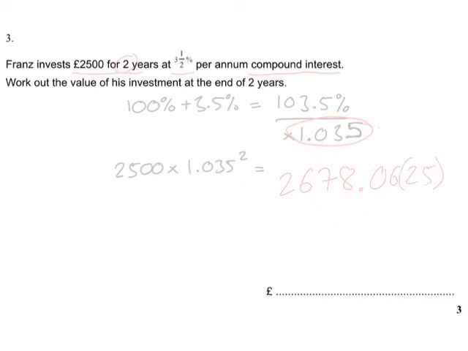Now we're going to round this to the nearest 1 pence, because 1p is the smallest unit of money, and it's important that we think about the context of the question. It's money, so we round to the smallest unit.